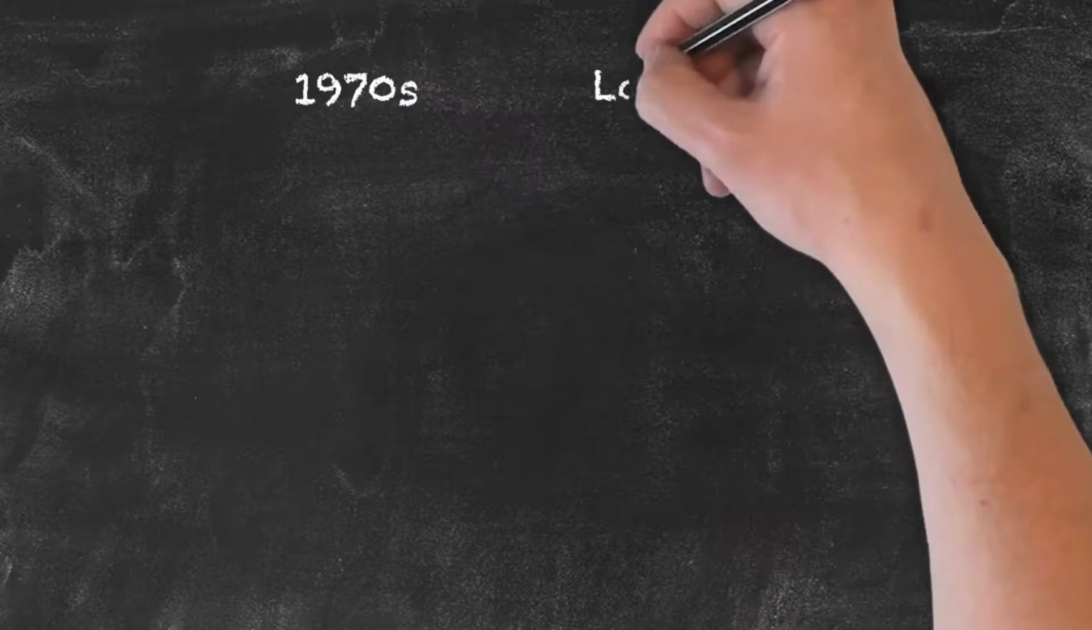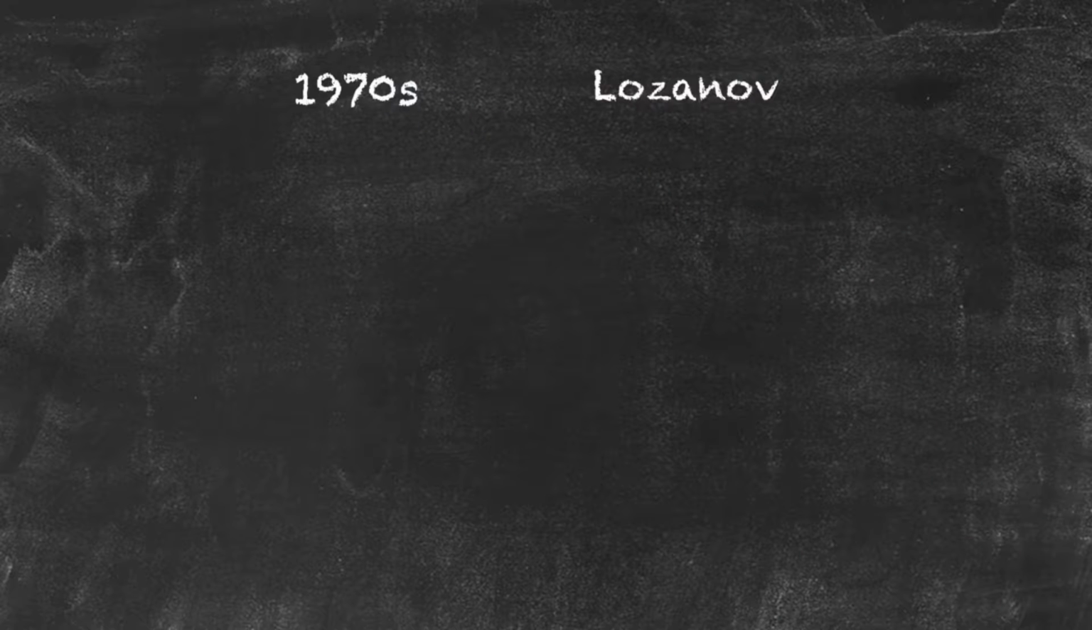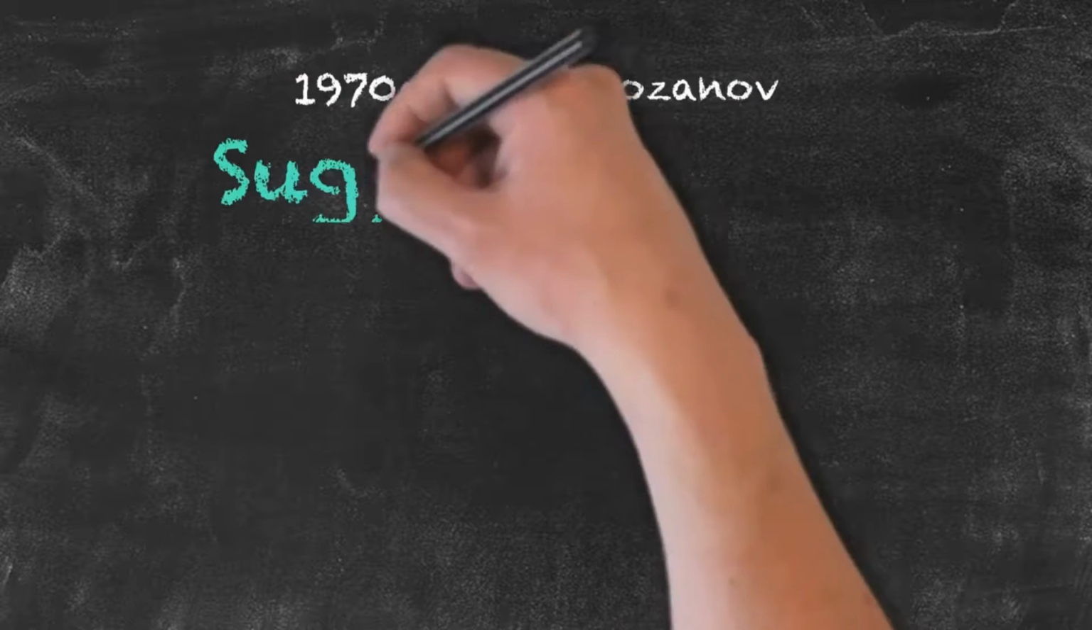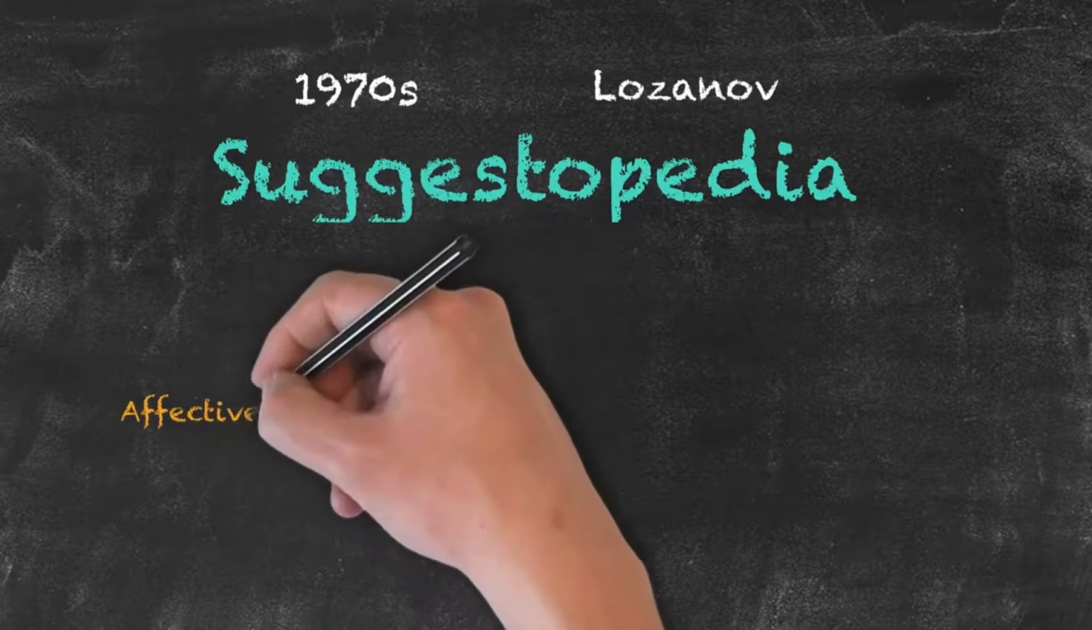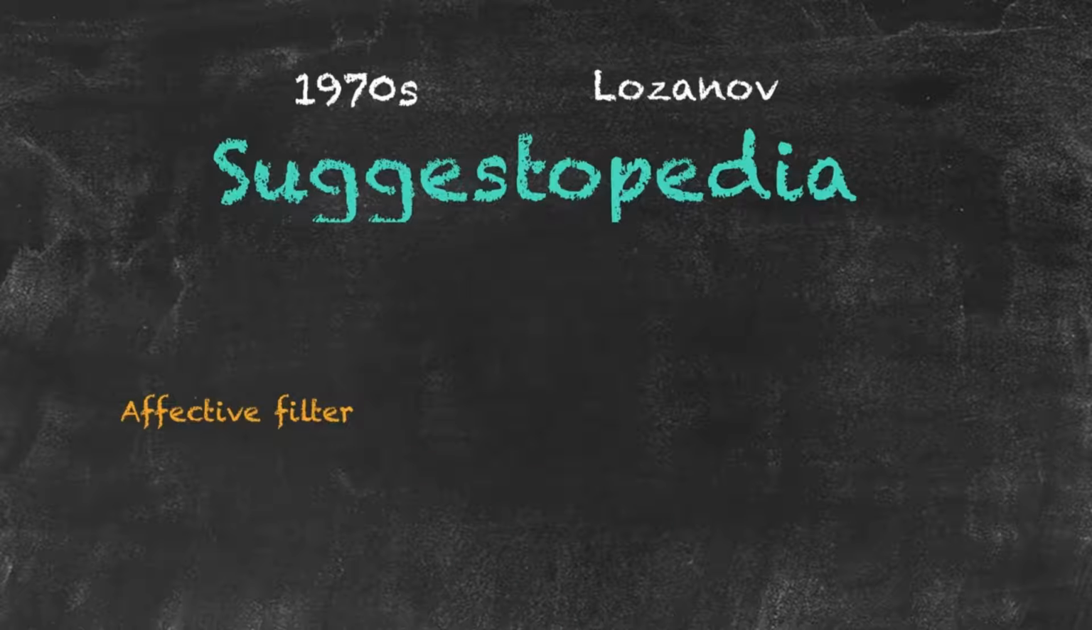Also in the 1970s, Lozanov came up with a new methodology called Suggestopedia. As psychological theory was developing, one of the ideas that came up was something called the affective filter. Basically, the affective filter is a barrier to learning. It's the reasons why we inhibit our learning of a particular language.